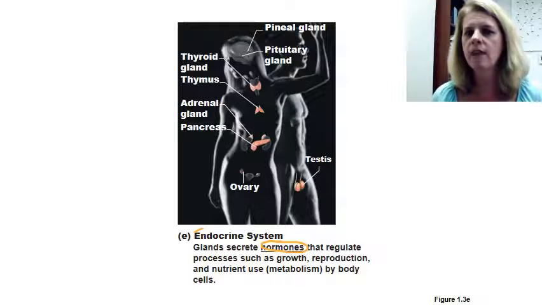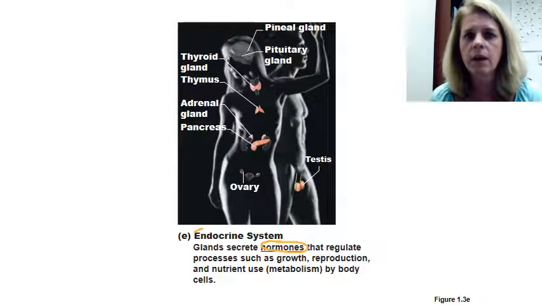So it's not near as fast as the nervous system, but it does help control things like growth and metabolism and sleeping and waking and reproduction and blood sugar. All of these things are controlled by the endocrine system. You'll do a lot of this later on in your course.